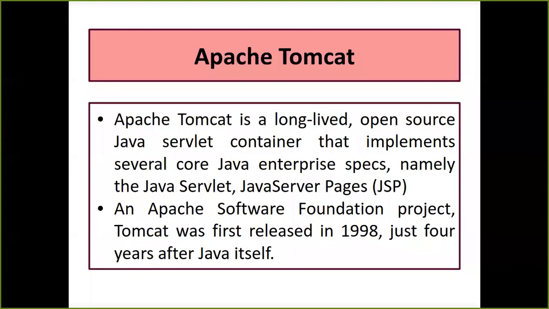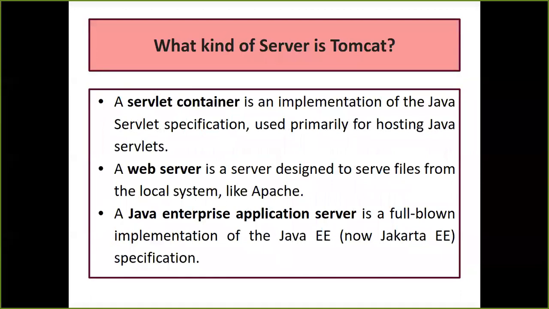And another server is your Apache Tomcat. It is a long-lived open source Java servlet container, but the only thing is that it is going to help you execute your Java servlet and JSP specification. Okay, so for other types of technologies you have to use Glassfish. So what kind of server is Tomcat? It is also known as a servlet container, web server. It can also be known as a Java Enterprise Application Server. Also it is known as the Jakarta Enterprise Edition specification.